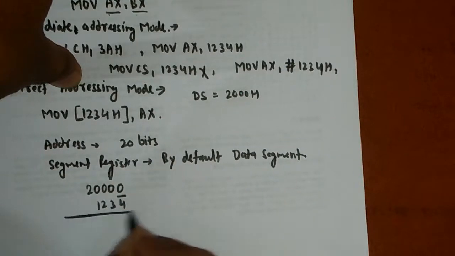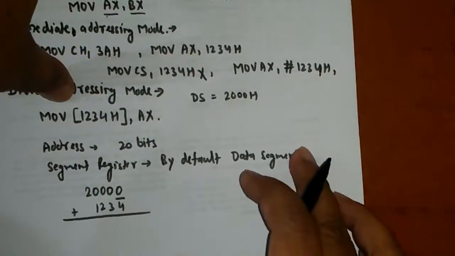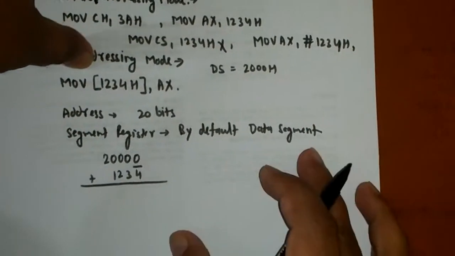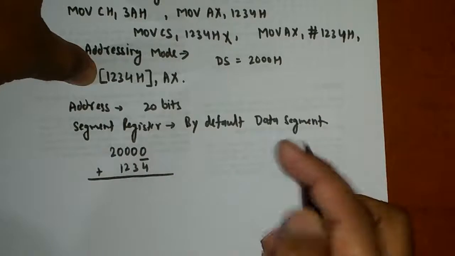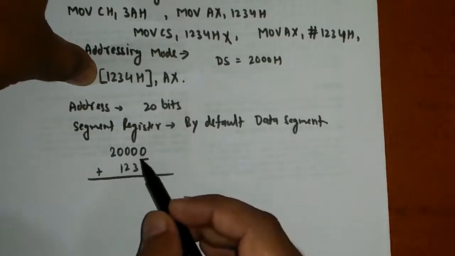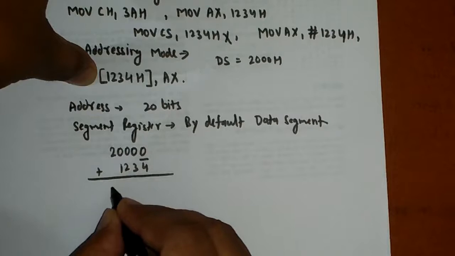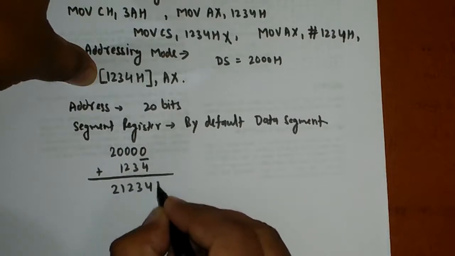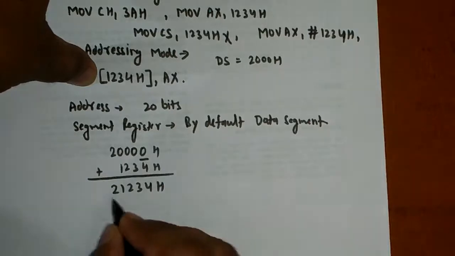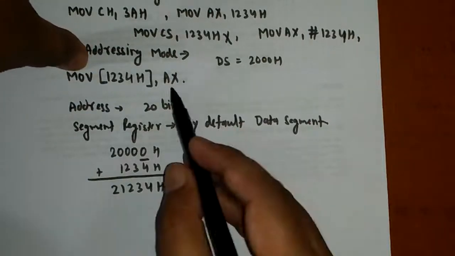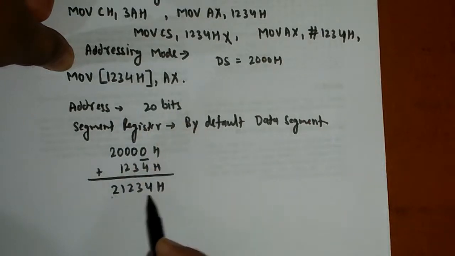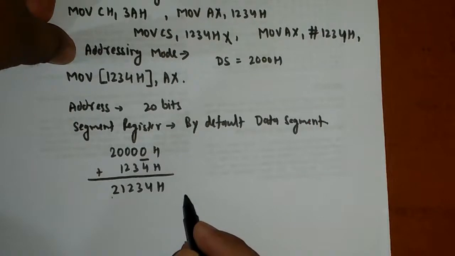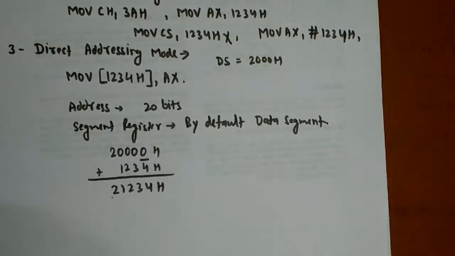You must know that a 20-bit address is generated within the microprocessor. For generating that 20-bit address, a 0 is added to the segment register value. That's why I have put a 0 here. Now I will simply add this and we will get the address 21234H, and this is a 20-bit address. So ultimately the content of AX, whatever value is present in AX, will be copied to the 21234H memory location, right?